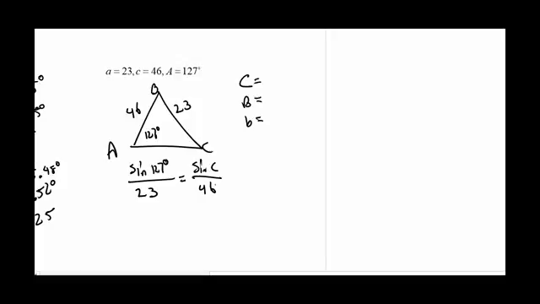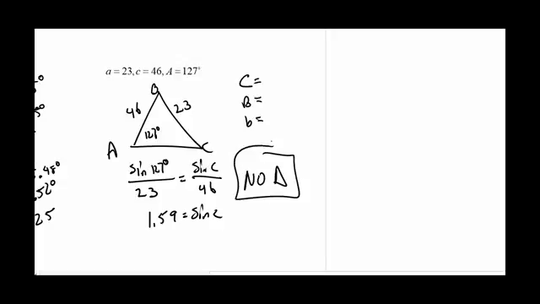Alright, so I'm going to go to my calculator again. 46 times the sine of 127, divide that by 23, and I get 1.59 equals sine of C. Now, I've paid attention to class, and I know when Mr. Slay's trying to trick me, so there's no way that that's going to work. If you want to type it in your calculator and get the error, you're more than welcome to do that. So there is no triangle that has this set of numbers.